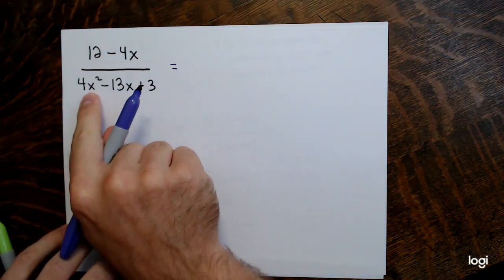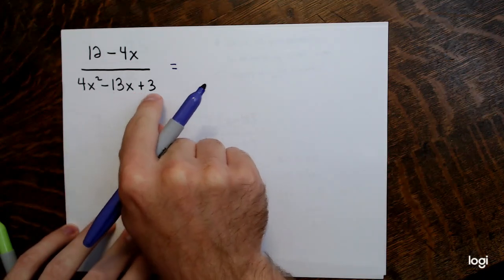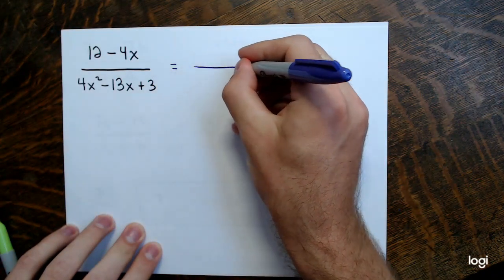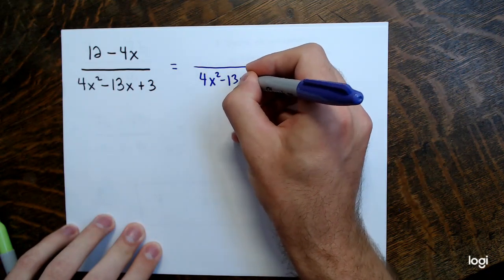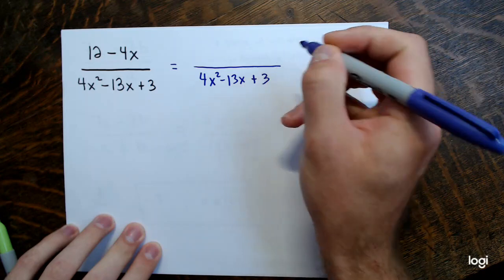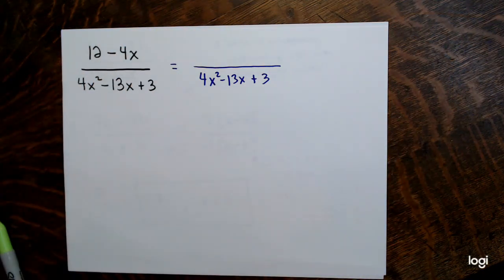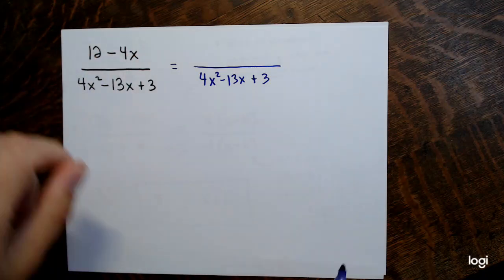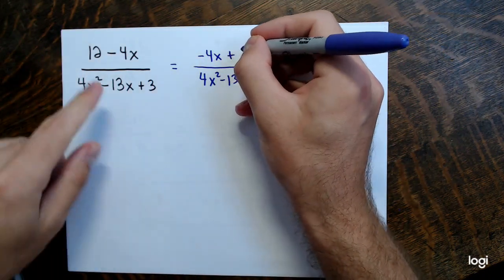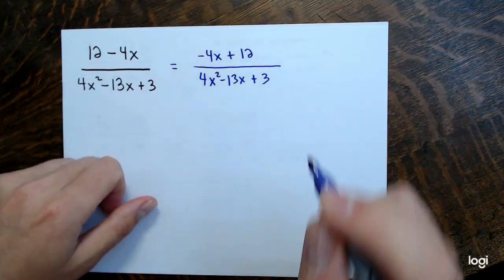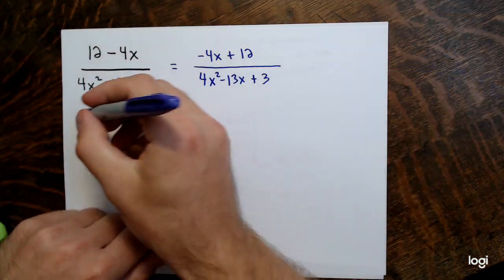Notice my denominator is in descending order with respect to x. You have x squared, then x to the first, then 3. So I'm going to leave that the way it is before I factor. It's the numerator that's not in descending order with respect to x. So I'm going to put the x term first, negative 4x first, and then the positive 12. That's the same thing as negative 4x plus 12. And then I'll do the factoring.